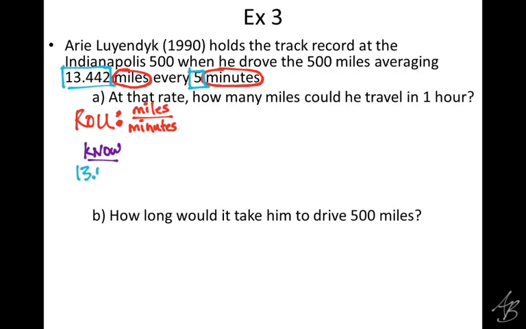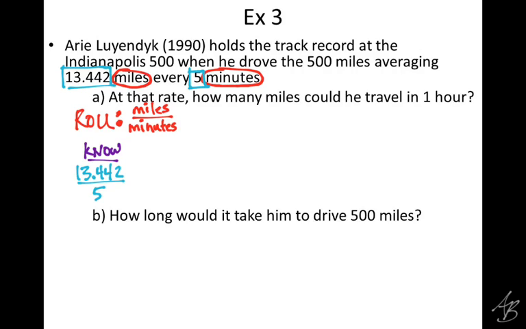So 13.442 goes on top. And the number of minutes is going to go on the bottom, which is 5. So every 5 minutes, he's driving 13.442 miles. So these two go together. That's one of our ratios. And again, we're using this ratio of units to decide which one goes on top so that we don't get our units mixed up here.